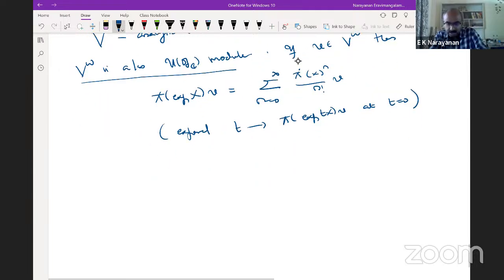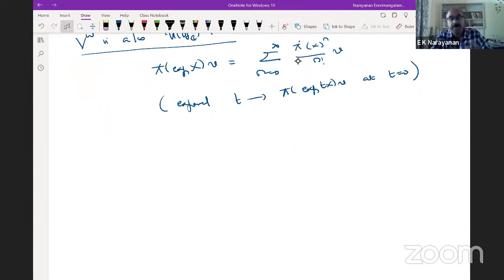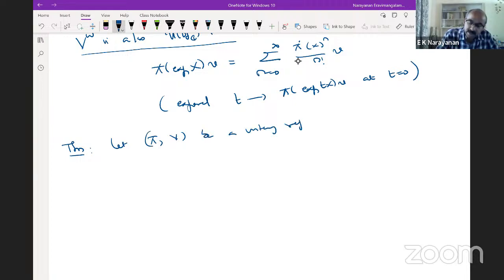So the result which connects invariant subspaces under the Lie algebra action or the universal enveloping algebra action and the group action. Okay, so that is the correspondence we want. Okay, so let us write down that. So this correspondence apparently is not true for C infinity vectors. So that's why one needs to go to a smaller subspace. So let pi, V be a unitary representation of G.